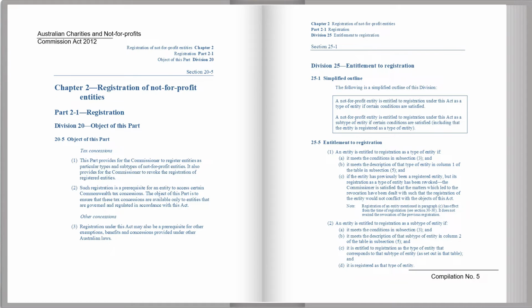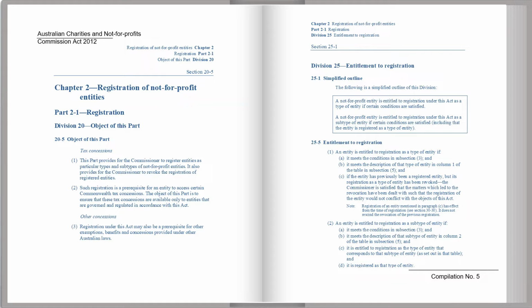1. This part provides for the Commissioner to register entities as particular types and subtypes of not-for-profit entities. It also provides for the Commissioner to revoke the registration of registered entities. 2. Such registration is a prerequisite for an entity to access certain Commonwealth tax concessions.